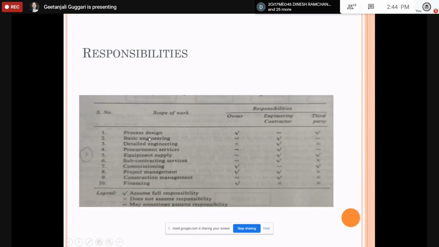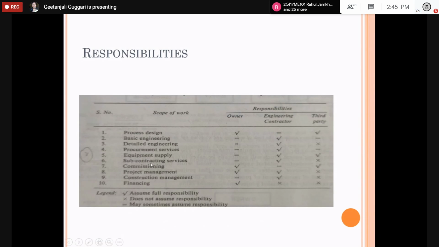Who is responsible? You take the example here. You can see what the right mark represents. The right mark represents full responsibility of that particular head. Wrong means not responsible. He is not at all responsible for that work. And the equal-to mark represents that maybe sometimes he is responsible, not solely, not fully responsible for that particular activity.